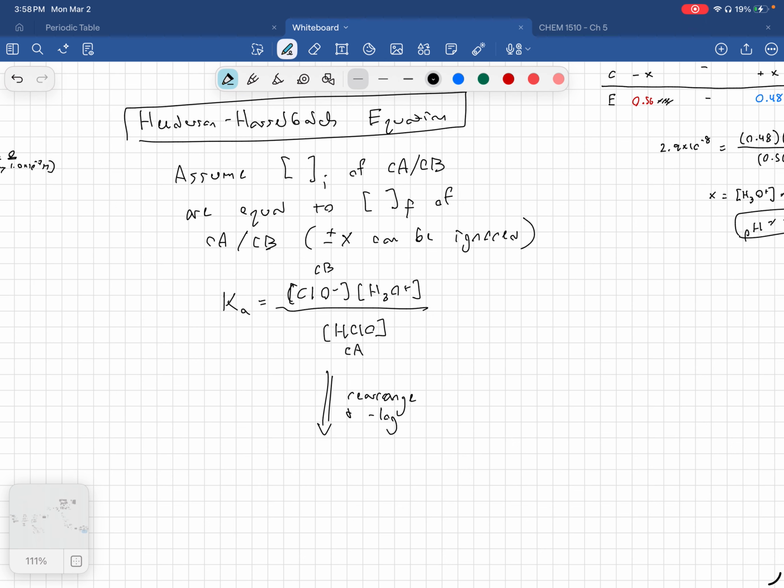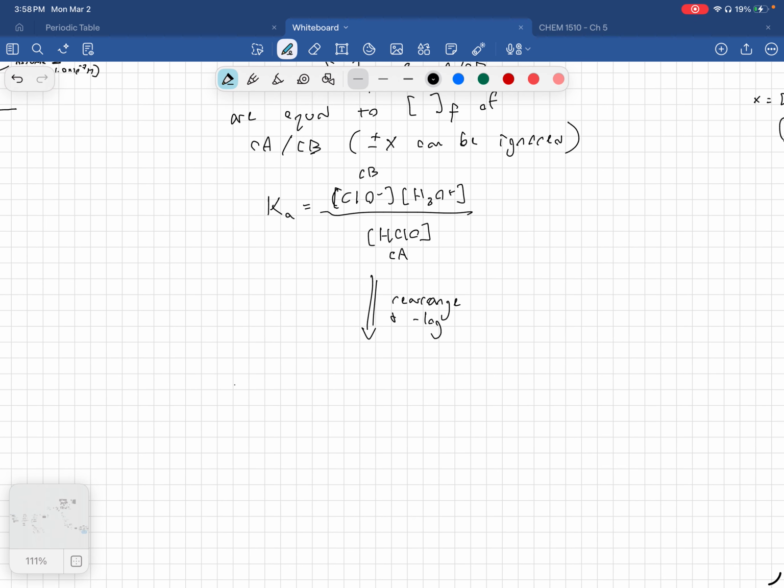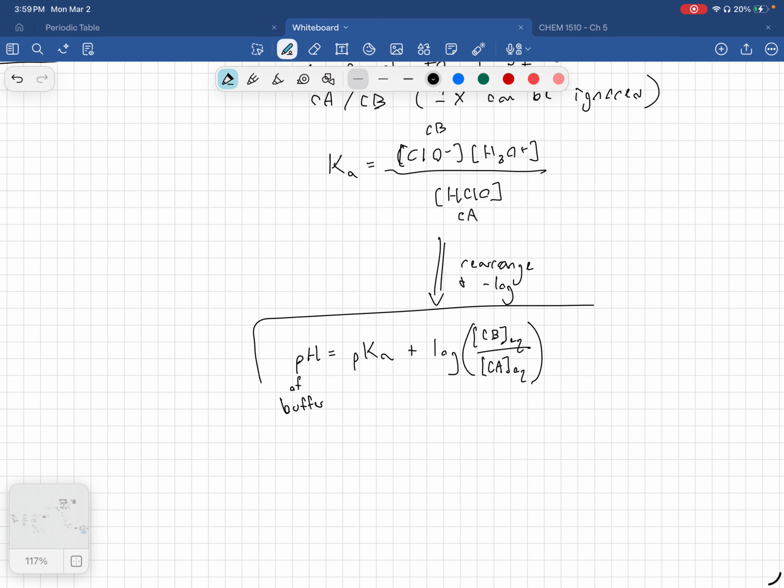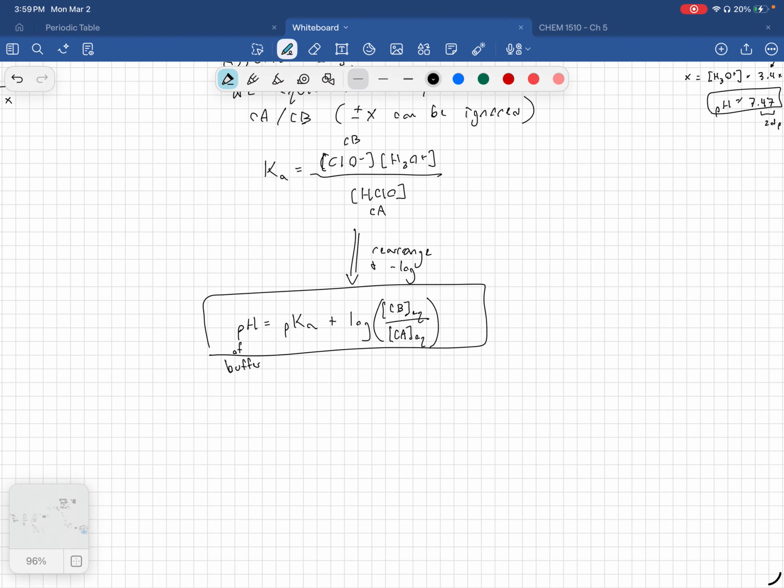and run a negative log through it, we get the following master equation. The pH of a buffer equals the pKa plus the log of the equilibrium conjugate base concentration over the equilibrium conjugate acid concentration. And voila, we have the Henderson-Hasselbalch equation. So how does this work?